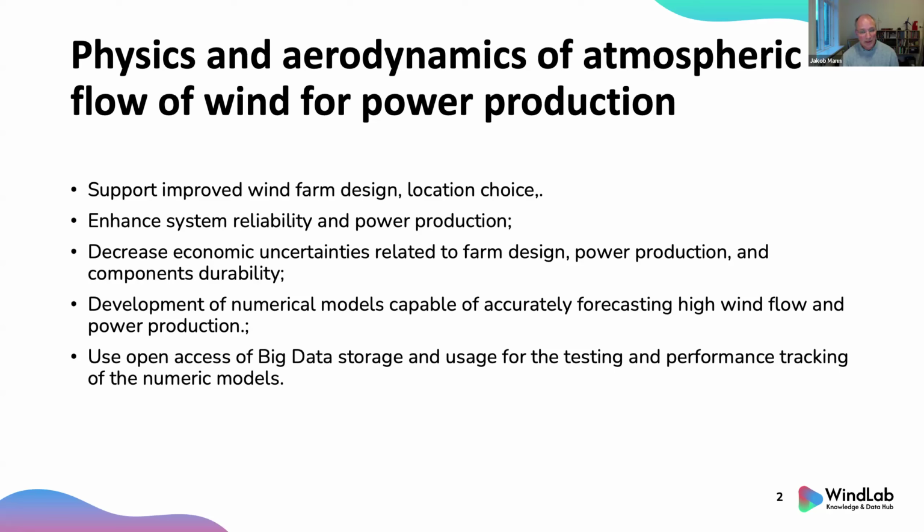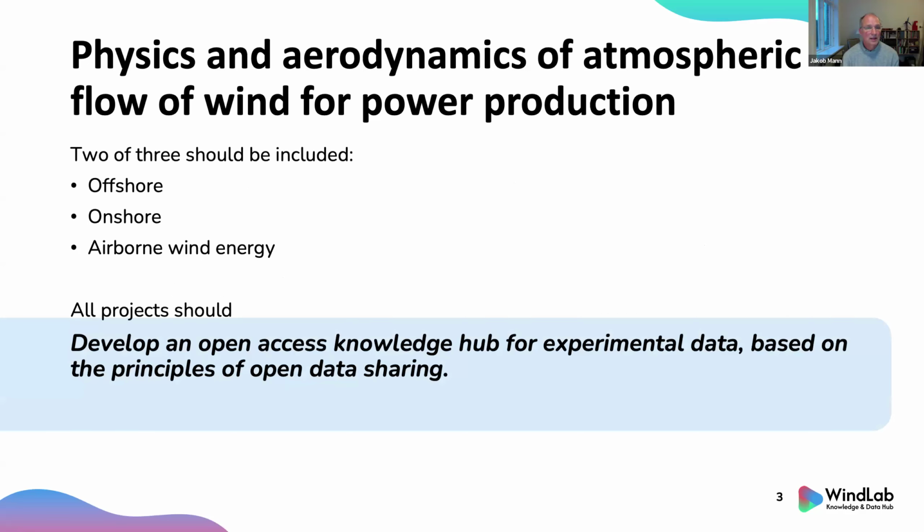And we should develop models for these, and those models should be able to be used by industry, so they should not be super heavy. And another thing in the call was that we should try to use a lot of data to validate the models, but also share data if that was possible. All the proposals should include at least 2 of 3 subjects: offshore wind, onshore wind, and airborne wind energy systems.